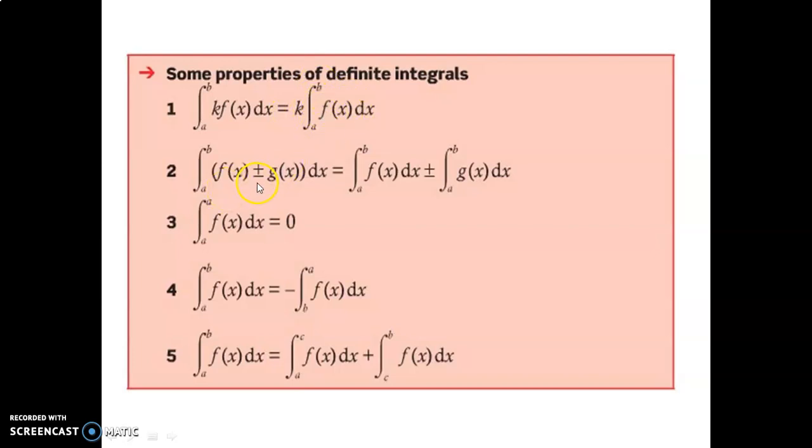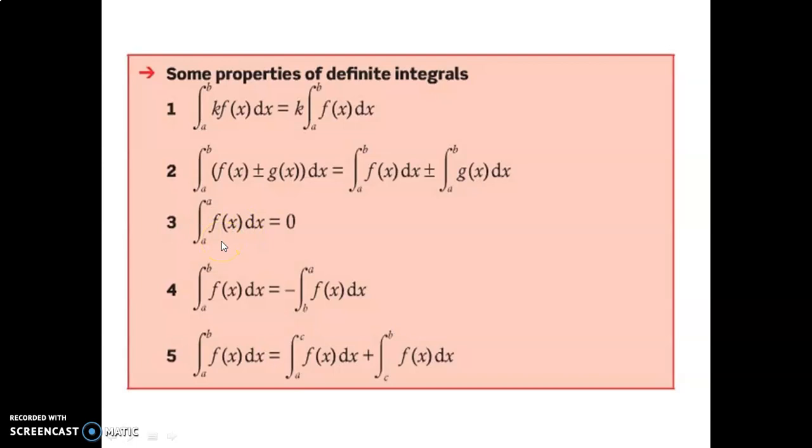The second rule is when we have an integral, or a definite integral in this case, of two functions either added or subtracted, we can just separate that and do the integral of one of them plus the integral of the other one. So for example, if you had 2x squared plus 3x, you can just take the integral of each part separately, and that's what this means here.